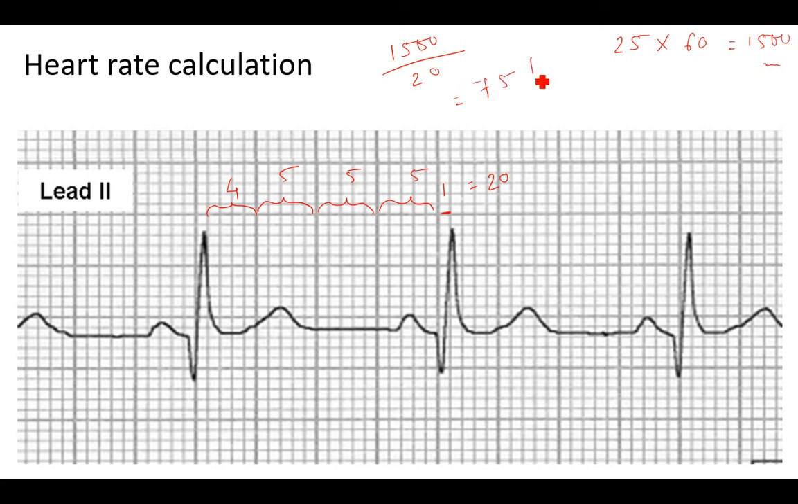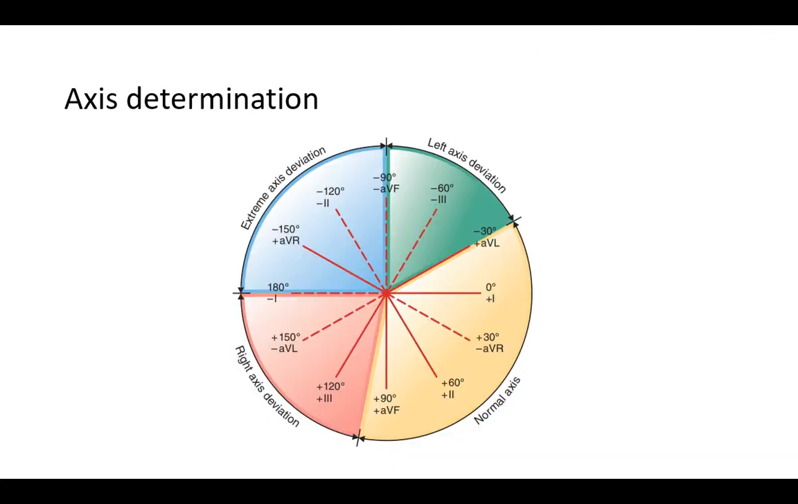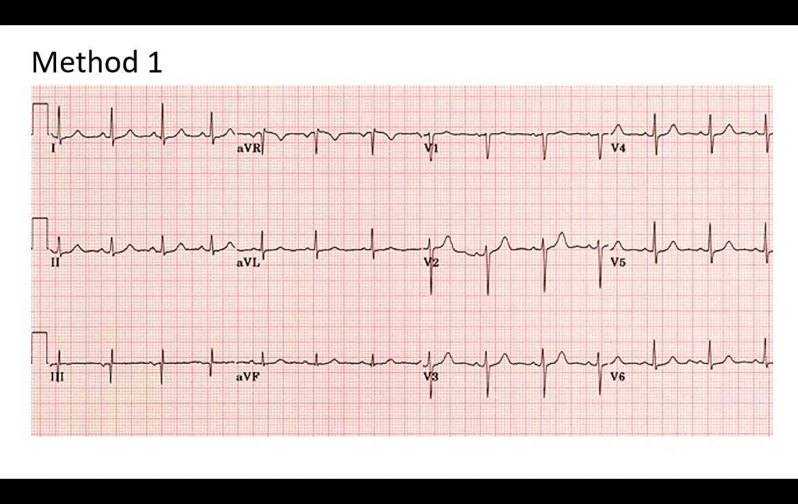Okay, after heart rate calculation, now come to another section, that is axis determination. We have various methods for determination of cardiac axis. First I will tell you one method that determines whether the axis is normal or not.